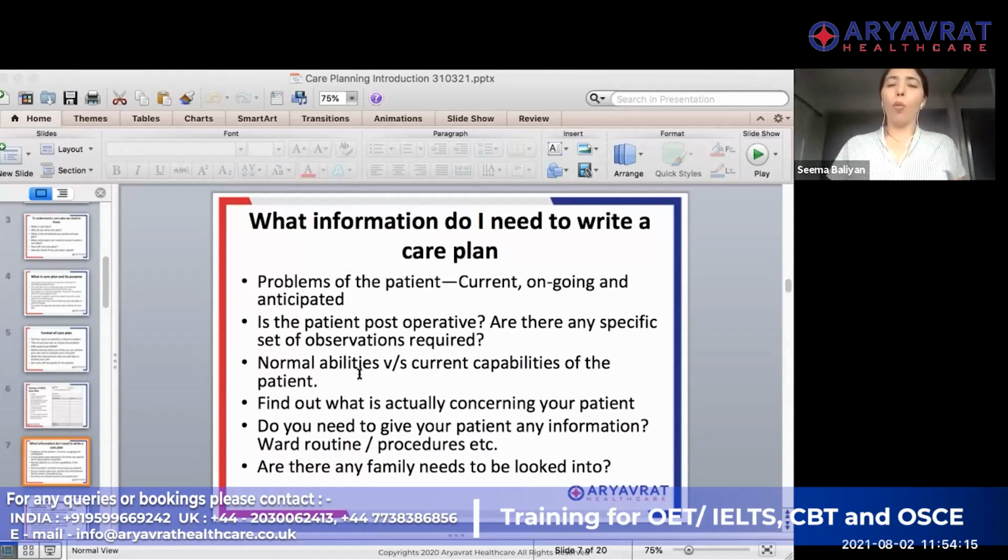You can also write normal abilities versus current capabilities of the patient. By that, it means the mobility issues, or problems with activities of daily living. It is possible that before the patient was admitted to the hospital, they were able to mobilize themselves on their own, but now they are not able to. So it is normal ability versus current capabilities. Find out what is actually concerning your patient. Do you need to give your patient any information? And is there any family that needs to be looked after? So these are all the things that you can write in the care plan.